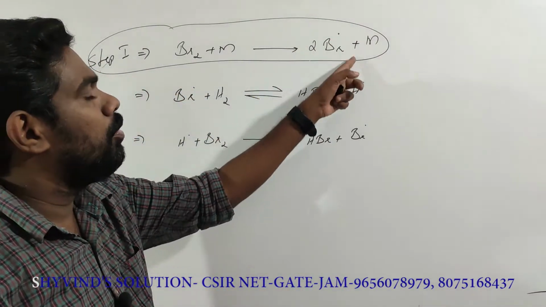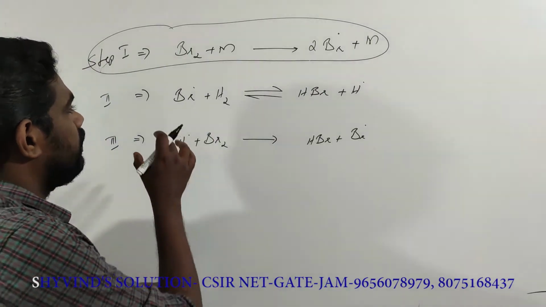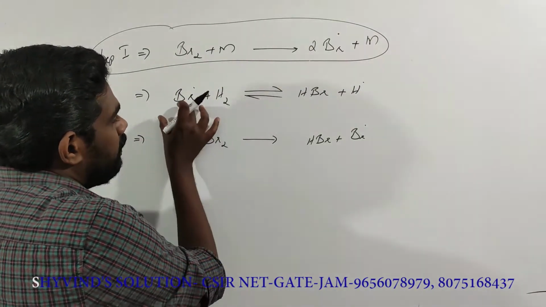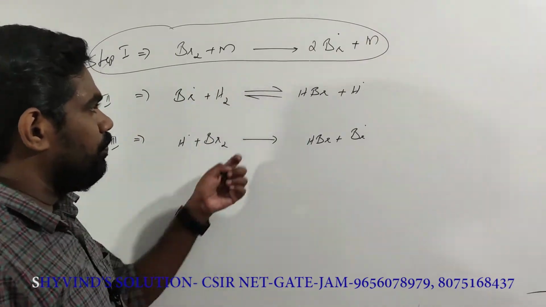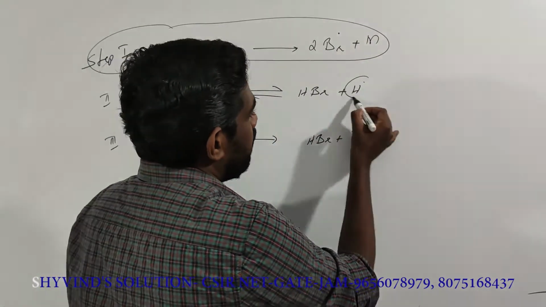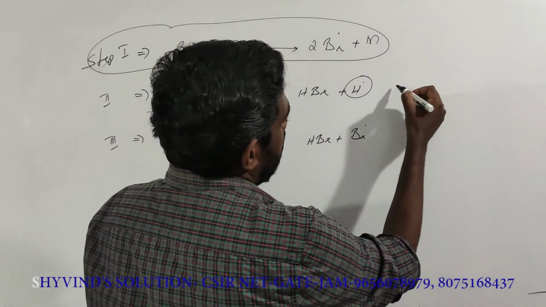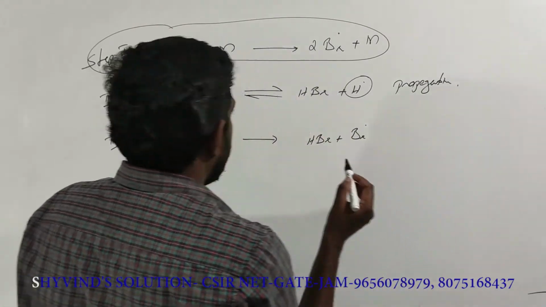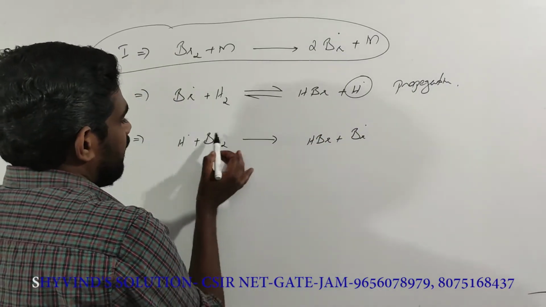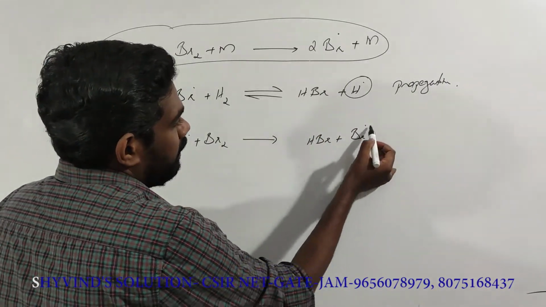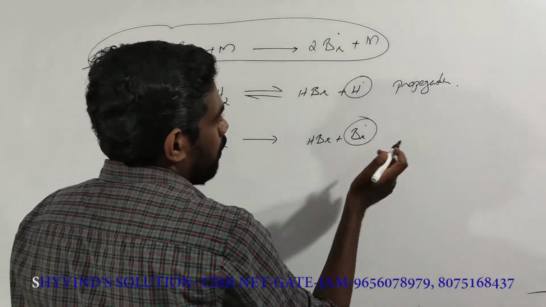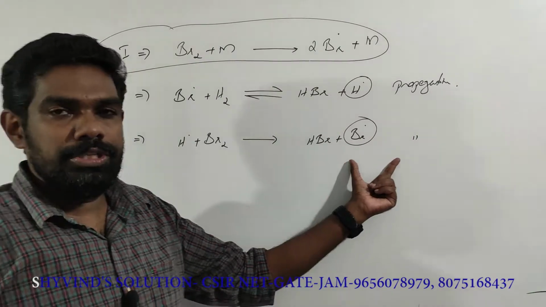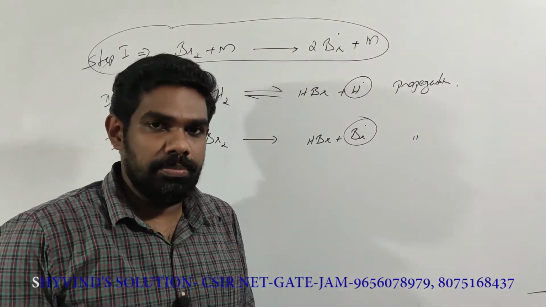Here onwards this bromine starts the reaction. You can see this Br dot is reacting with an H2 to become HBr, and the remaining is H dot. This is chain propagation. And here you can see H dot is again reacting with Br2 to give another Br dot. This is also a propagation step, because the reaction is not stopping here.